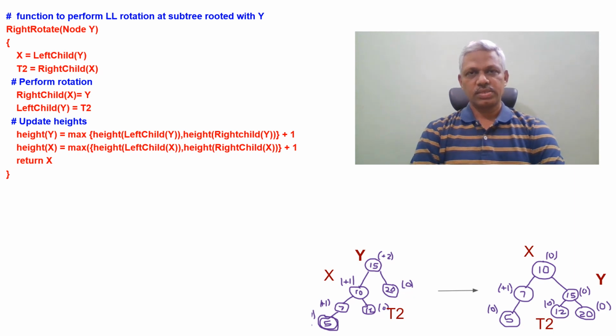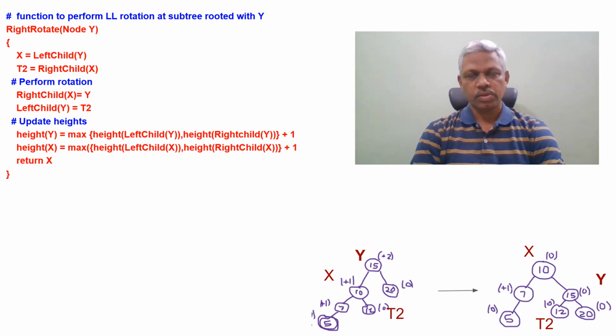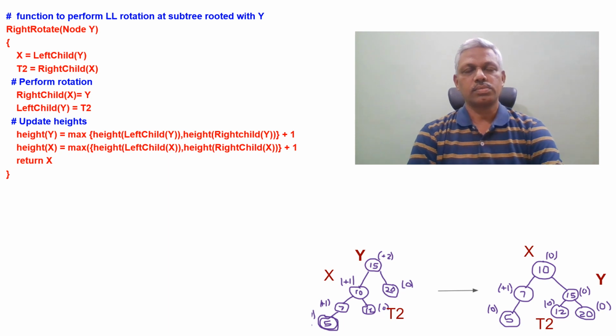Welcome back to the lecture series on data structures. In this lecture, we look into the algorithmic part of AVL trees. So how do we achieve balance if there is a loss of balance? Let us see the algorithm part of that.